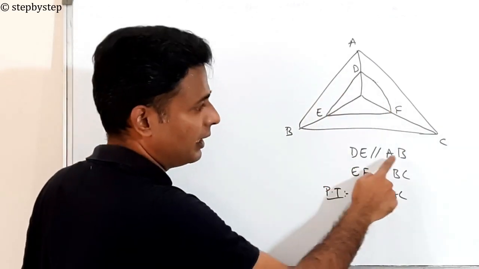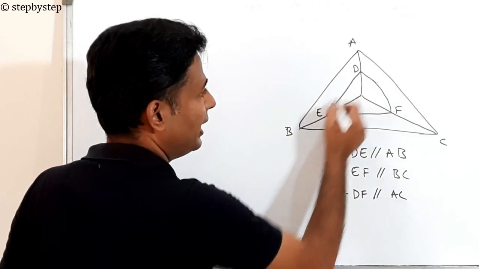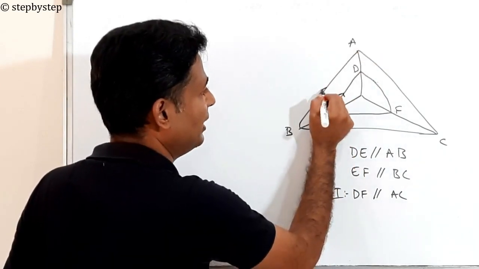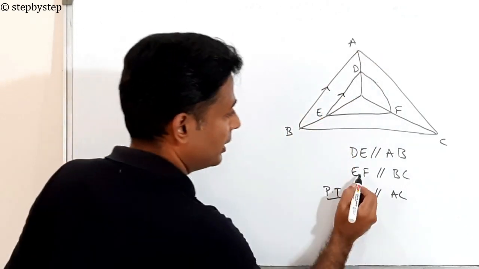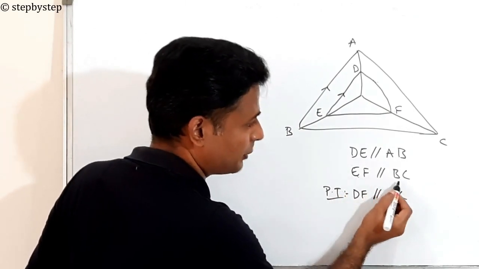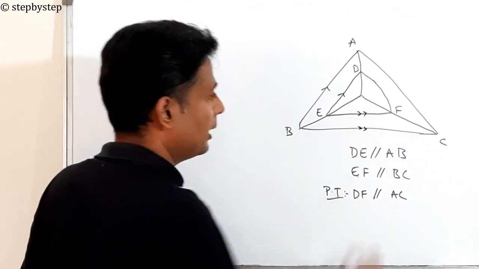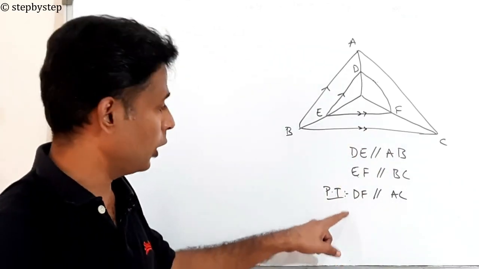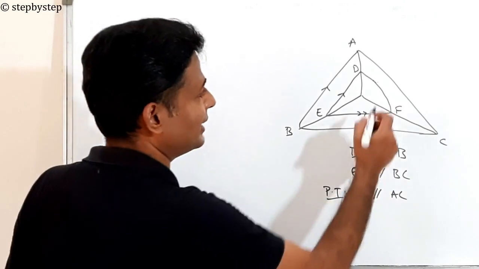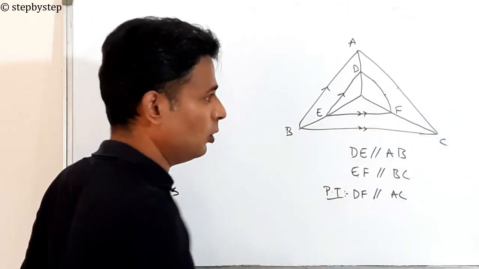They have told us DE is parallel to AB. So this has been given. They have also told us EF is parallel to BC. And they have asked us to prove: what do we have to prove? DF is parallel to AC. So we have to prove this is parallel to this.